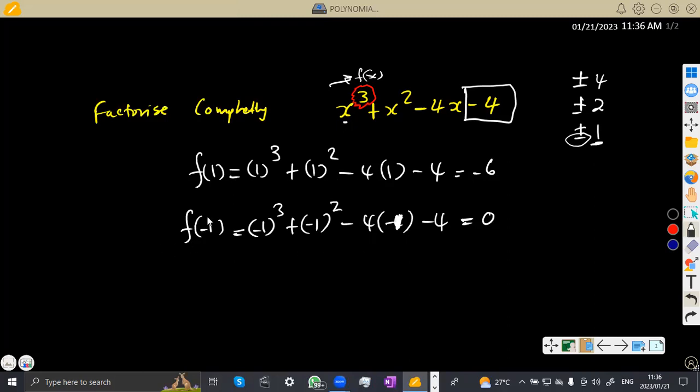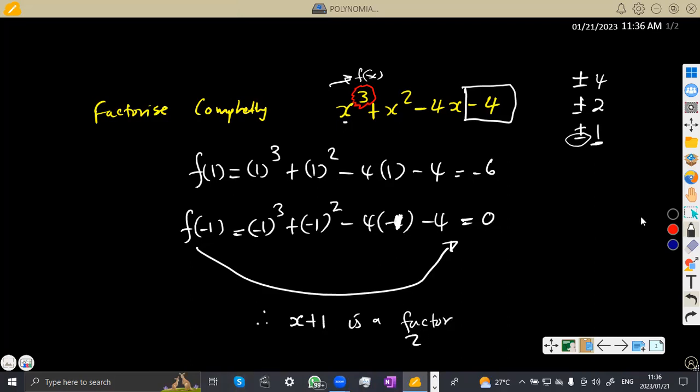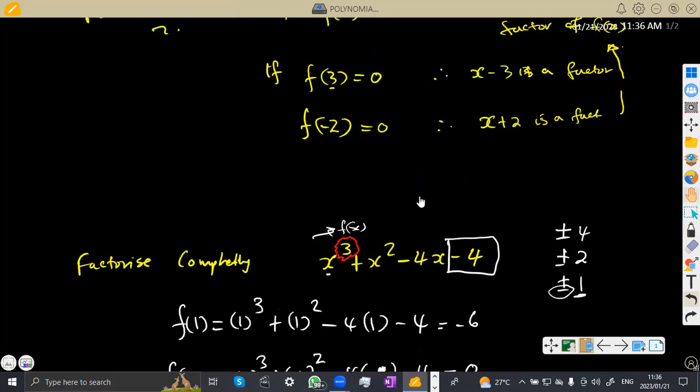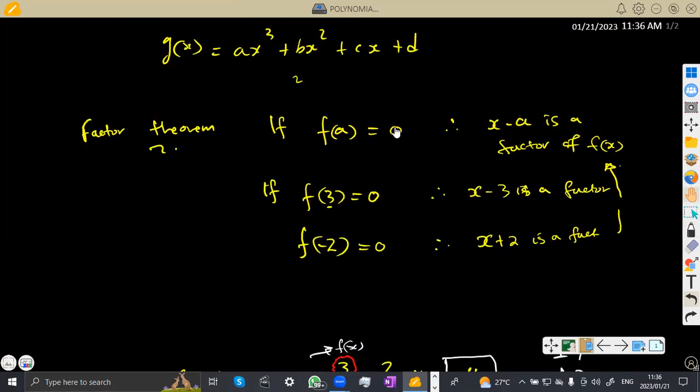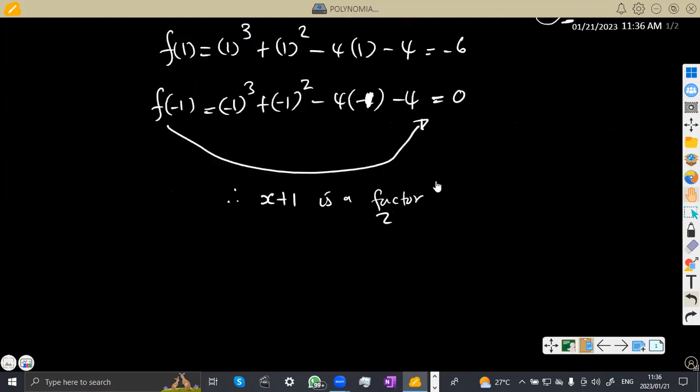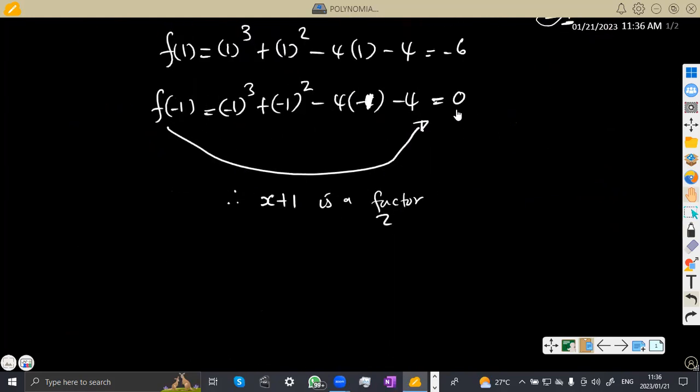So if you substitute minus 1 and you obtain a 0 like this, it means therefore x plus 1 is a factor. Take note, guys, remember what I said: if you substitute a and you obtain a 0, x minus a is a factor. If you substitute minus 2, x plus 2 becomes a factor. We substituted minus 1, then we got a 0. So for x plus 1, you simply introduce the minus, so it will be x minus minus 1, which gives you x plus 1.